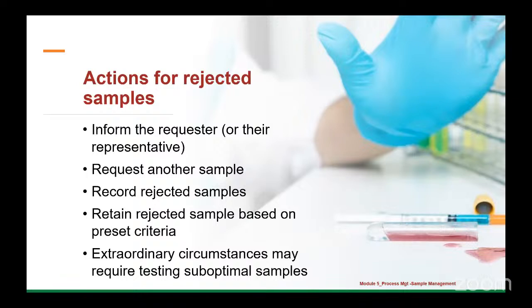Action for rejection, or action for rejected sample. When you reject a sample, what do you do? You inform the requester or their representative. Request another sample. Record the rejected sample. Retain rejected sample based on set criteria. So another side may request testing as suboptimal.